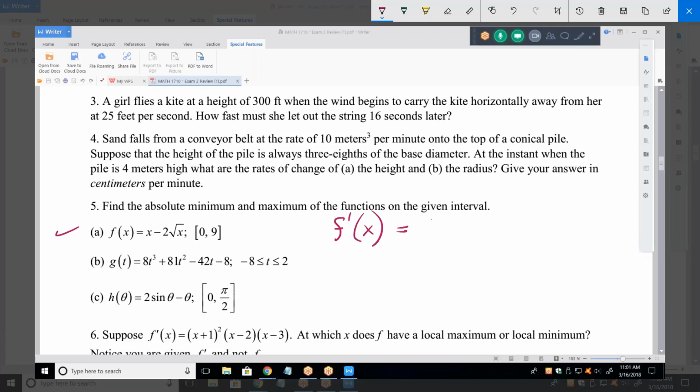What's that equal to? 1 minus, so here's what we're looking at. It's negative x to the negative 1/2. Okay. And we're still on the closed interval 0 to 9. Now what? Where do you find minimums and maximums?